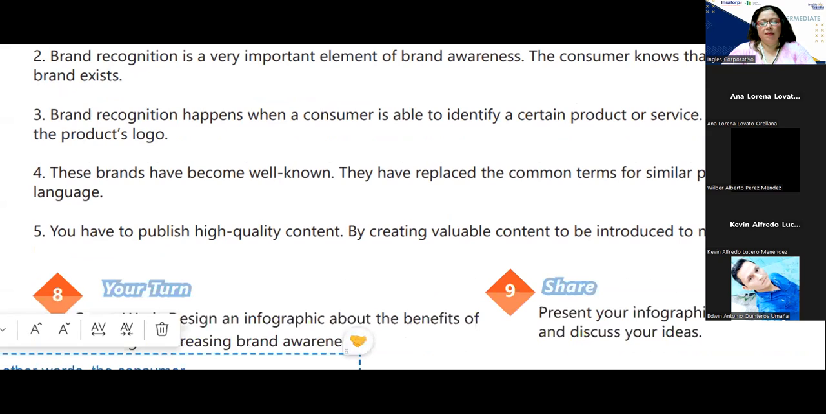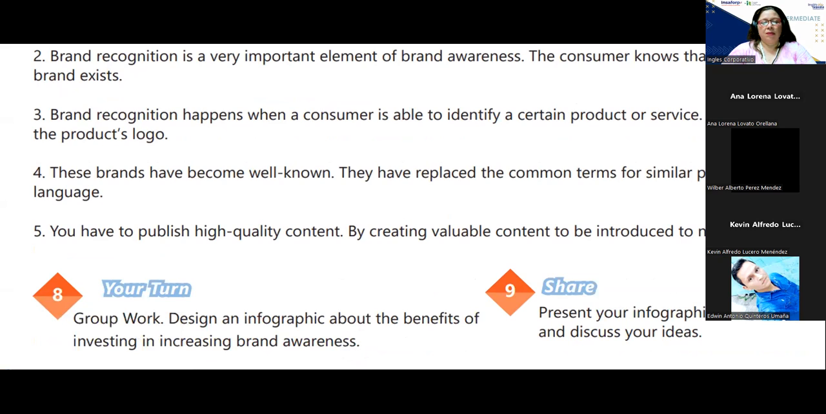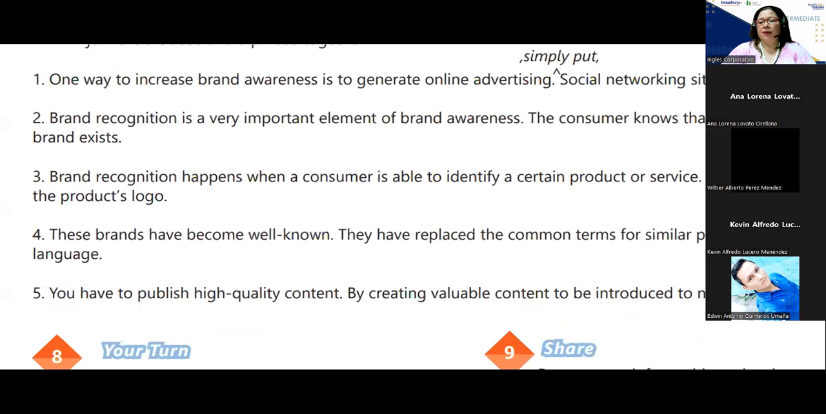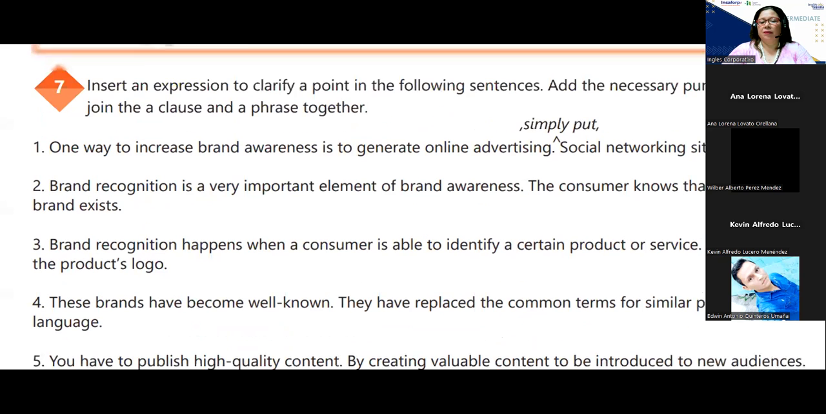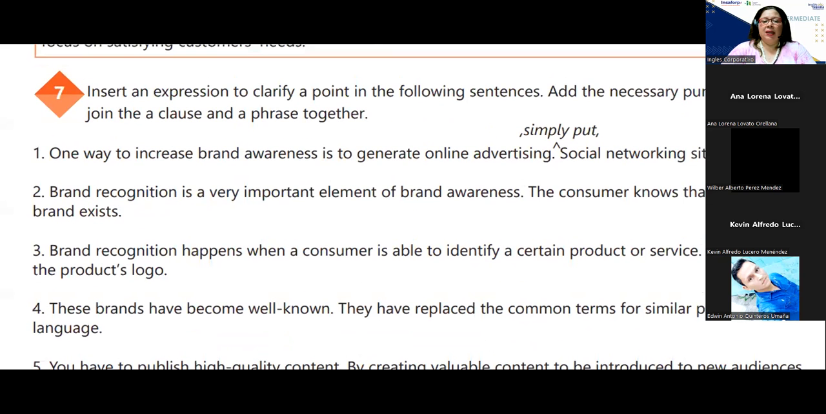Okay. Everything moved and I have the text open. Here we are, right? Yes, it's okay. Okay, there we are.